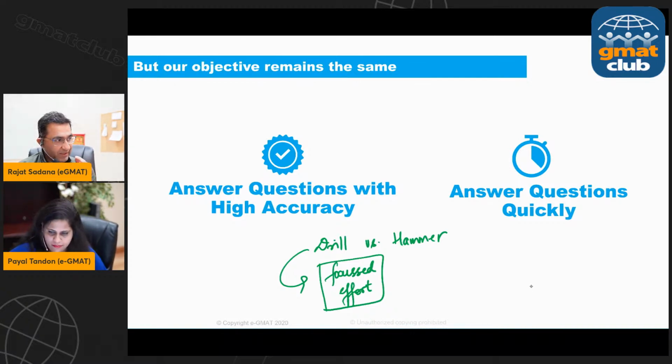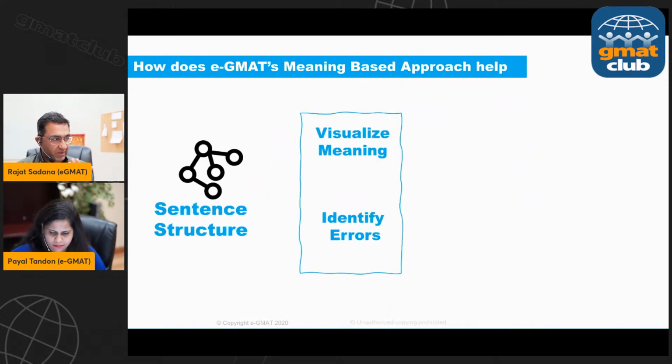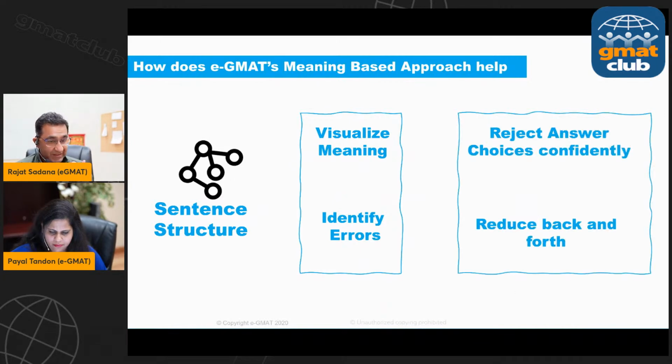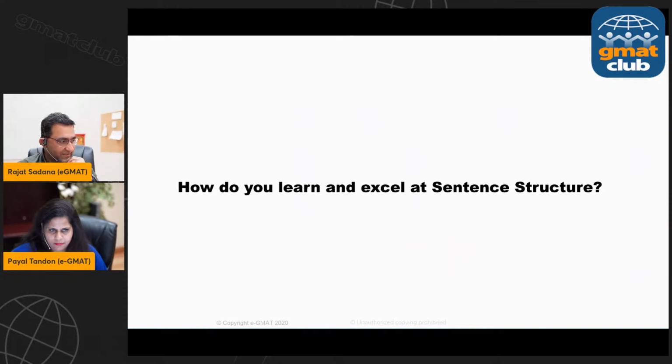So if you go to the next slide, Payal, the skill of sentence structure, what it helps you do is it helps you visualize meaning. It helps you identify the errors. And when you do this, which is visualize the meaning and identify errors, you actually do the things on the right hand side. You reject the answer choices with good reason, and you reduce the back and forth. So let's say, how do we go about building this skill? How do you excel in sentence structure?